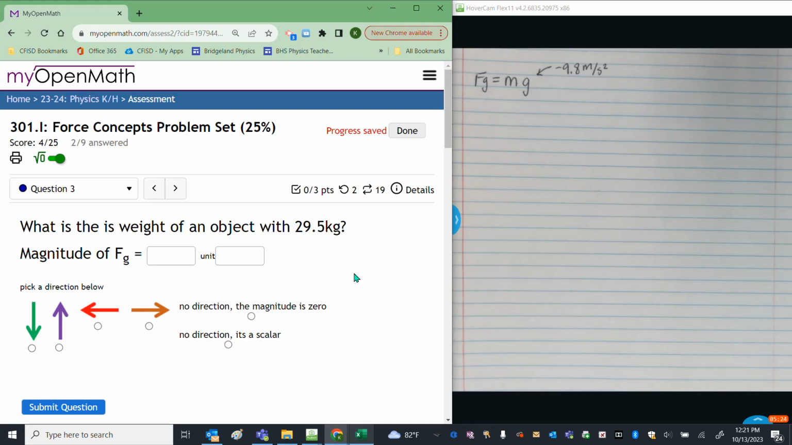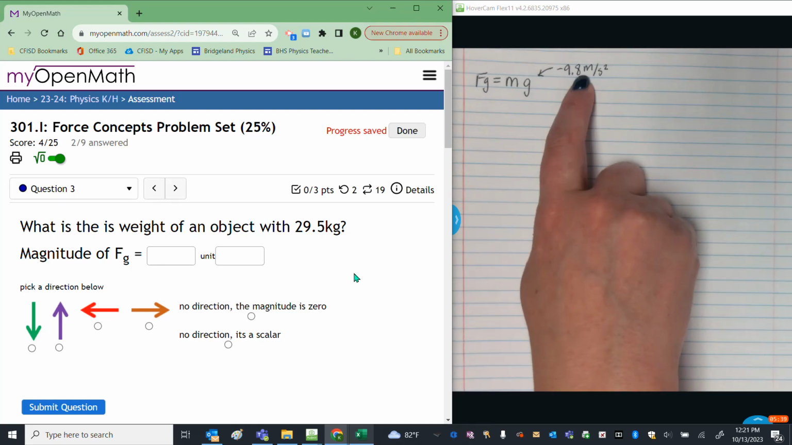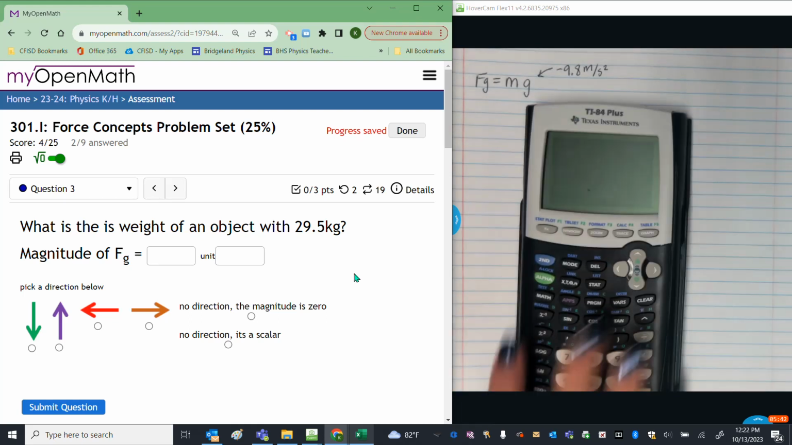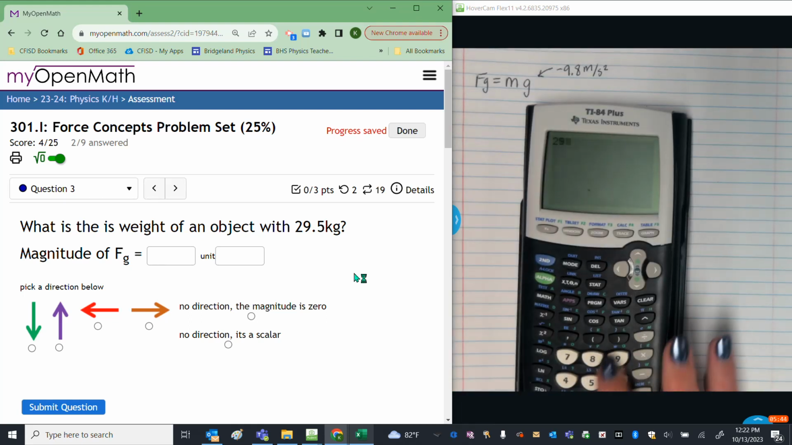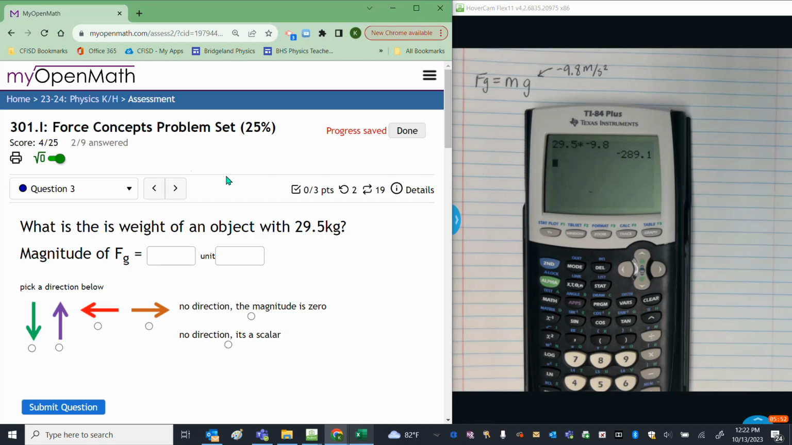And so if I wanted to determine the weight of an object with a mass of 29.5 kilograms, and I know that's a mass because of the units, then all I need to do is multiply 29.5 times 9.8, mass times gravitational acceleration. If I do that, 29.5 times negative 9.8, I do end up with a negative number, negative 289.1. However, the question only wants the magnitude, 289.1. I'm not going to include the sign here.